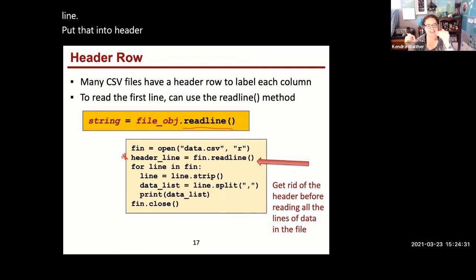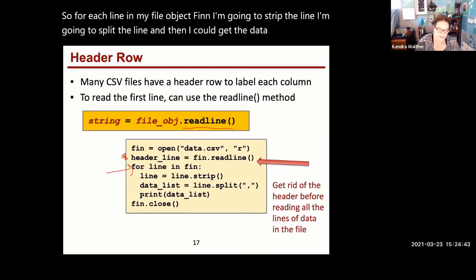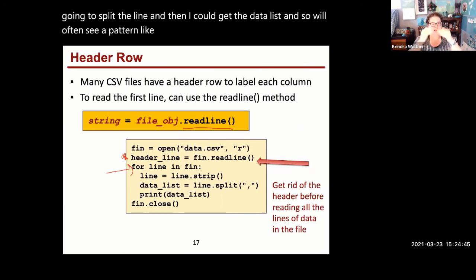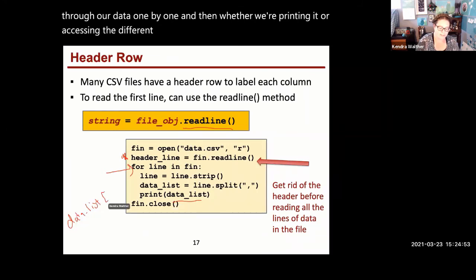And now for each next line in the file, so for each line in my file object fin, I'm going to strip the line, I'm going to split the line, and then I can get the data list. And so we'll often see a pattern like this where header line, and then we go through our data one by one. And then whether we're printing it or accessing the different pieces with our list indexes, we can do that.